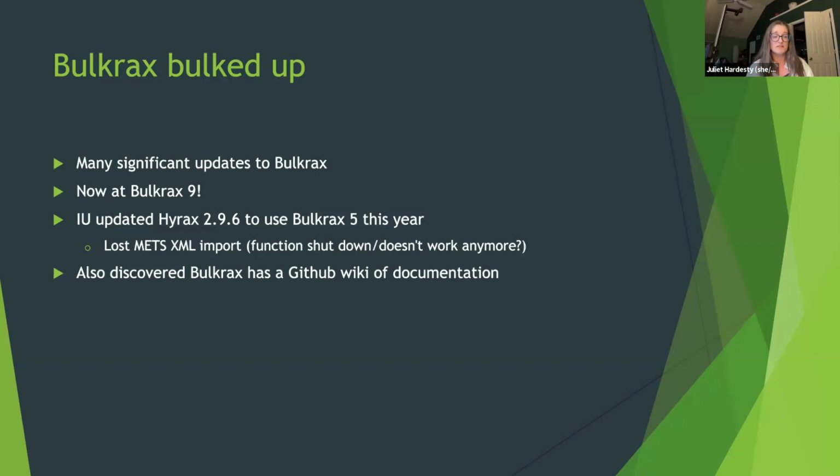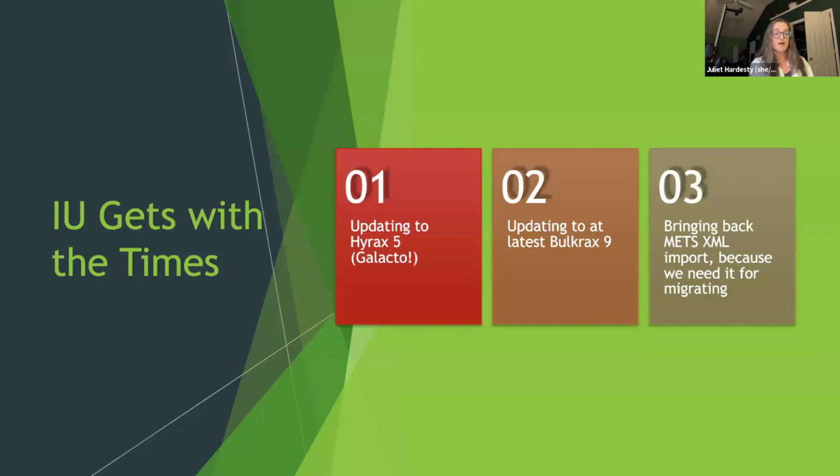And part of the process of figuring out that we couldn't go directly to the latest version of Bulkrax involved digging into the documentation for Bulkrax that we hadn't actually looked at for a long time because we've been on version 1 for forever, and where we discovered there was an entire GitHub wiki of documentation that we had never encountered or used previously. So we want to update to Hyrax 5. That's part of what we're also working on.